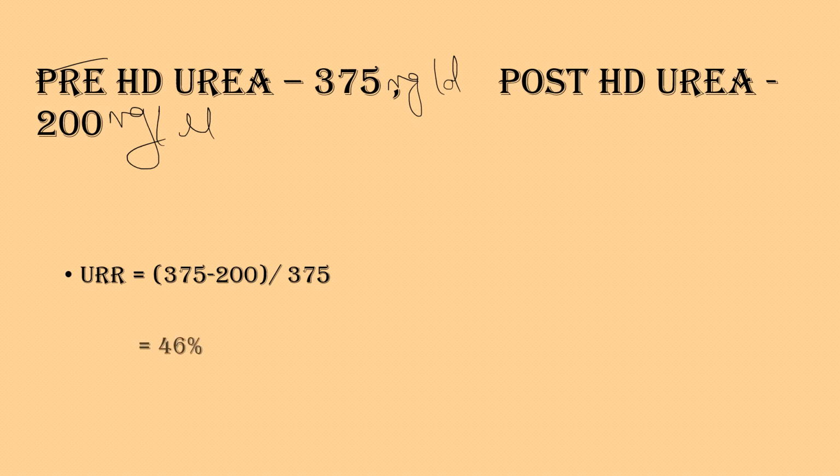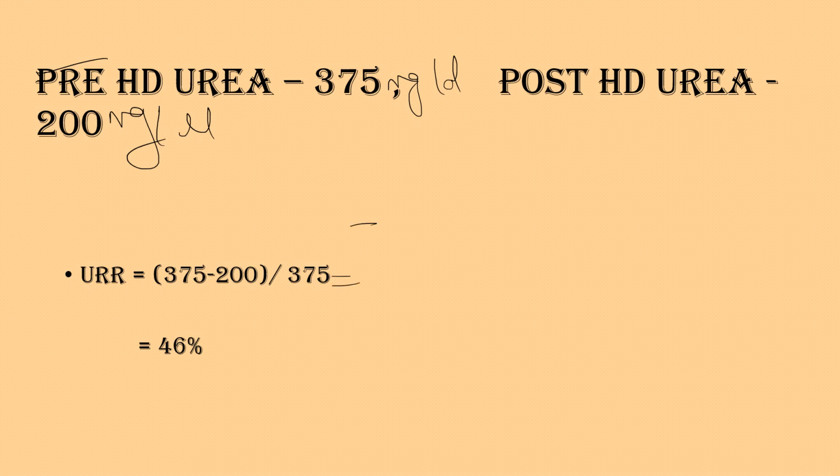So before the dialysis, as shown in the report, the value was 375 milligram per deciliter. After the dialysis, the value is 200 milligram per deciliter. So let us calculate what URR is in this case. URR equals pre-dialysis value, that is 375, minus the post-dialysis value, which is 200, divided by the pre-dialysis value, which is 375. So what is the calculation that is coming? This is coming as 0.46, or I can put it as a percentage, 46%.